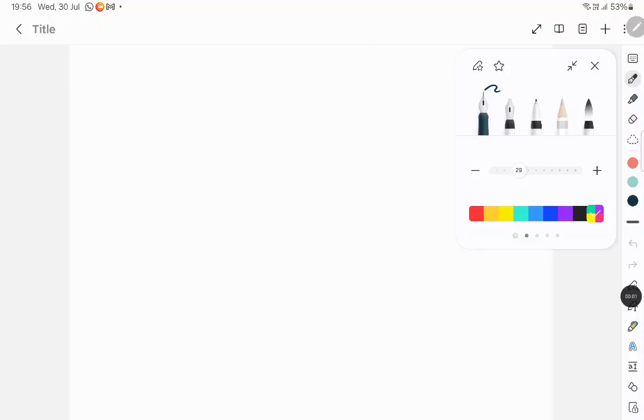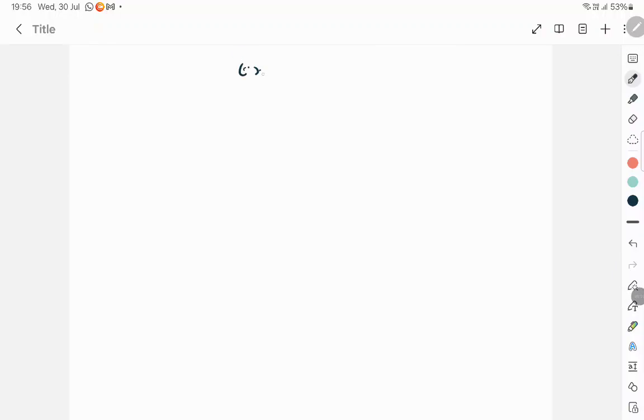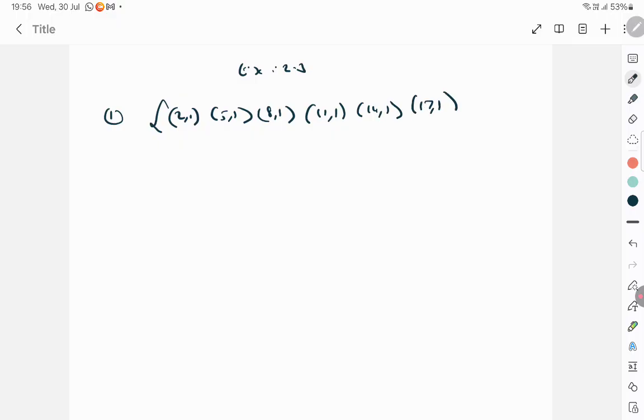So let's look at exercise 2.3. The first question is, which of the following is a relational function? They've given (2,1), (5,1), (8,1), (11,1), (14,1), (17,1). The first element of the ordered pair is occurring only once. Therefore, this relation is definitely a function.